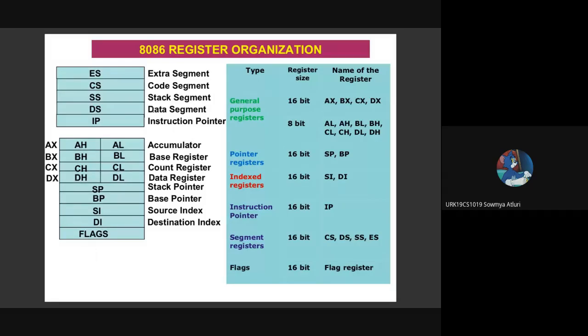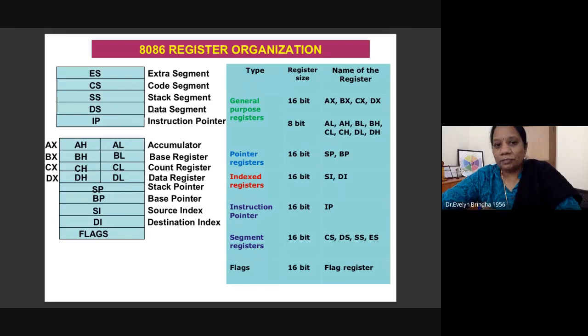Extra segment, code segment, stack segment, and data segment. So there are 4 segment registers: ECSD, extra segment, code segment, stack segment, and data segment. Let's see what the tasks of these segment registers are, maybe later.